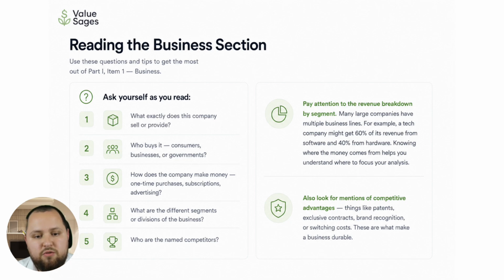Pay attention to the revenue breakdown by segment. Many large companies have multiple business lines. For example, a tech company might get 60% of its revenue from software and 40% from hardware. Knowing where the money comes from helps you understand where to focus on your analysis. Also, look for mentions of competitive advantages. Things like patents, exclusive contracts, brand recognition, or switching costs. These are what make a business durable.